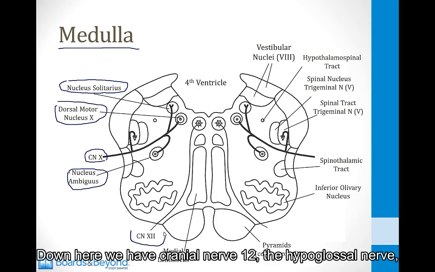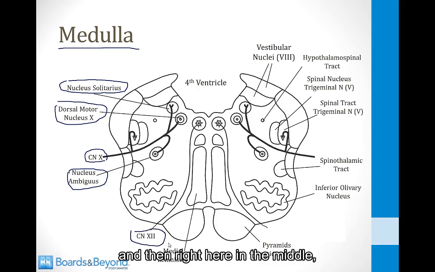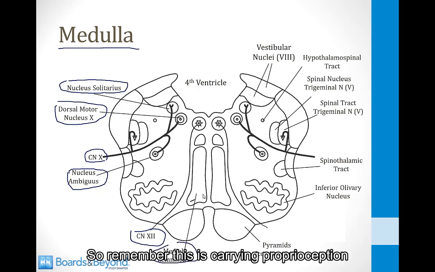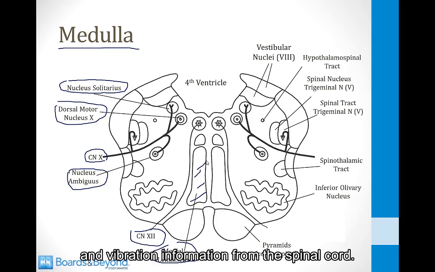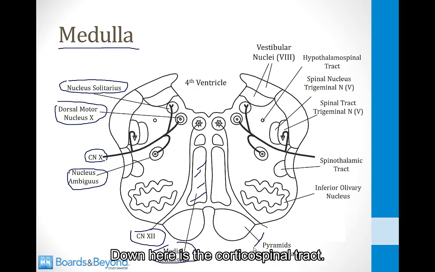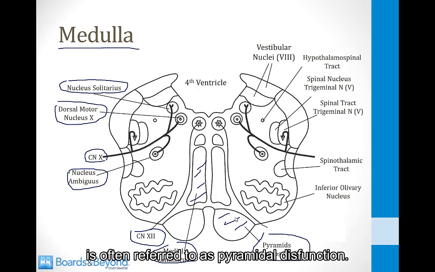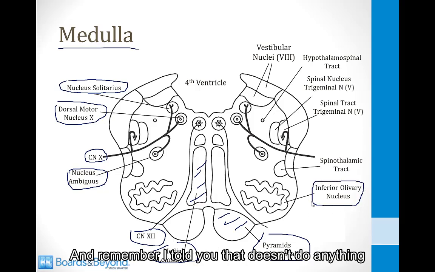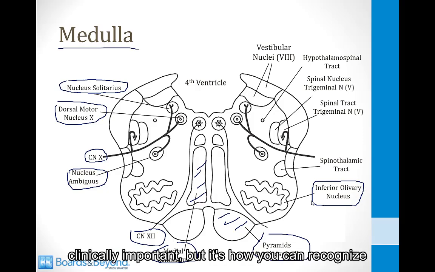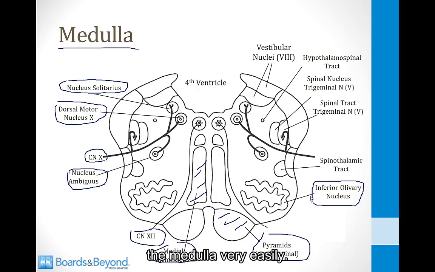Down here we have cranial nerve 12, the hypoglossal nerve, and then right here in the middle we have the medial lemniscus. So remember, this is carrying proprioception and vibration information from the spinal cord. Down here is the corticospinal tract, and it runs in these 2 bulges called the pyramids of the medulla, and that's why loss of corticospinal tract function is often referred to as pyramidal dysfunction. Here we have the inferior olivary nucleus, and remember I told you that doesn't do anything clinically important, but it's how you can recognize the medulla very easily.